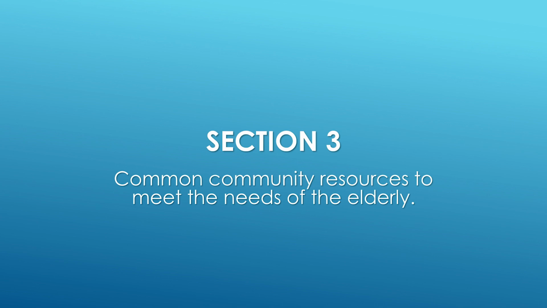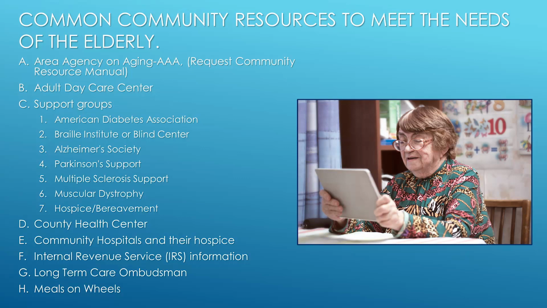Section 3. Common community resources to meet the needs of the elderly. Area Agency on Aging, or the AAA. Adult Daycare Center. Support groups like the American Diabetes Association, Braille Institute or Blind Center, Alzheimer's Society, Parkinson support, multiple sclerosis support, muscular dystrophy, and hospice or bereavement. County Health Center. Community hospitals and their hospice. Internal Revenue Service information. Long-Term Care Ombudsman.